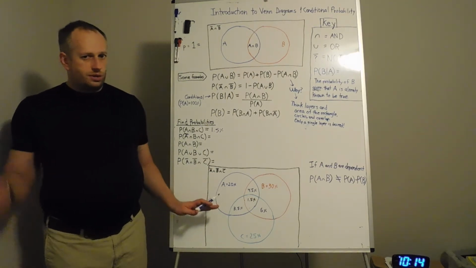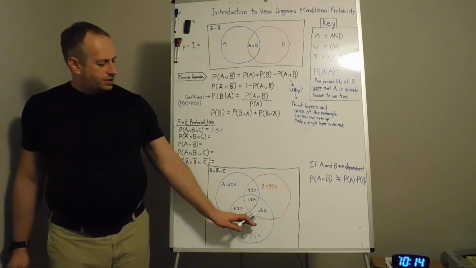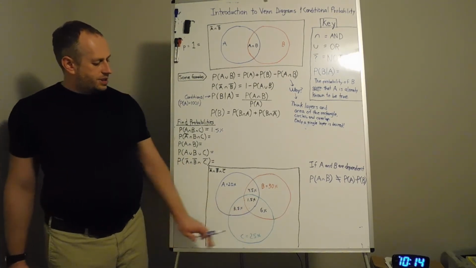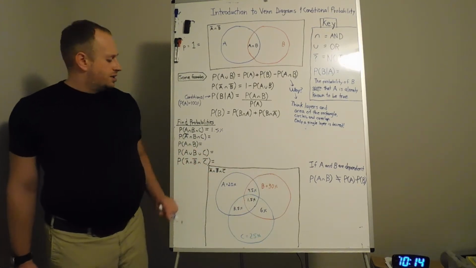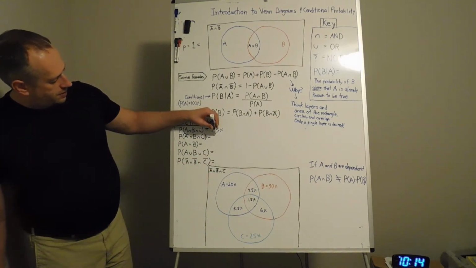If you want to pause this, go ahead. But it's 6%, because that's the area encompassed by C and B, but not A. So we would put 6% here.